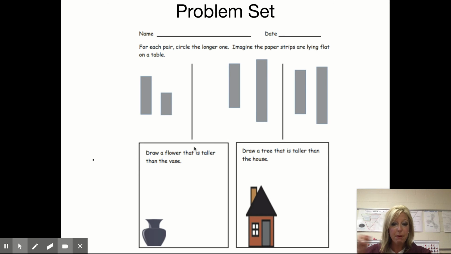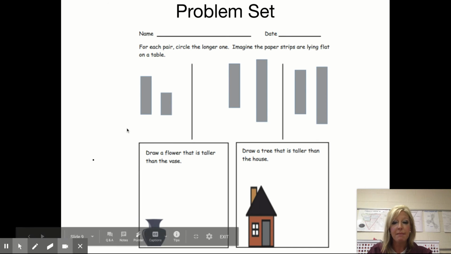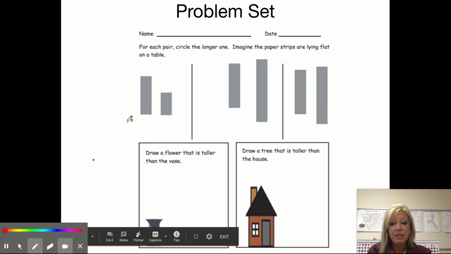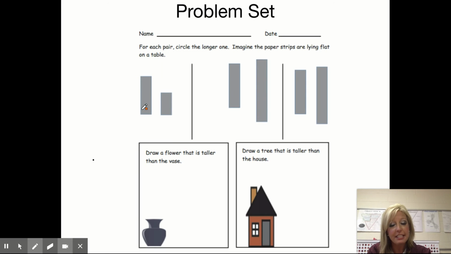So let's look at part of our problem set for today. It says for each pair, circle the longer one. Imagine the paper strips are lying flat on the table. So look here. Which one of these do you feel like is the longer one? The first one or the second one? You're right, the first one is longer.